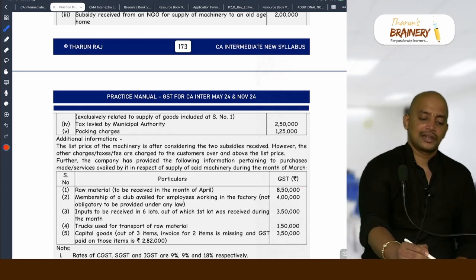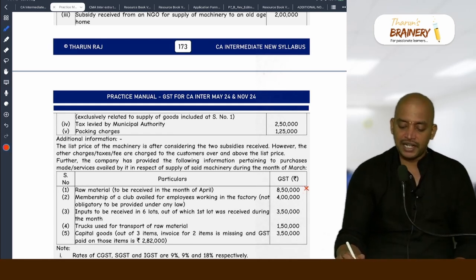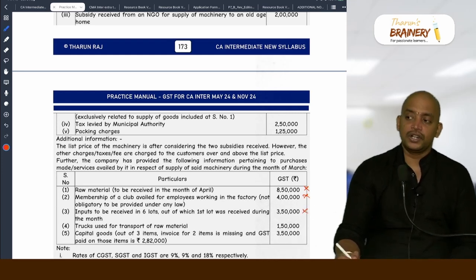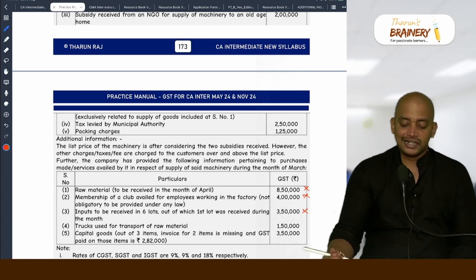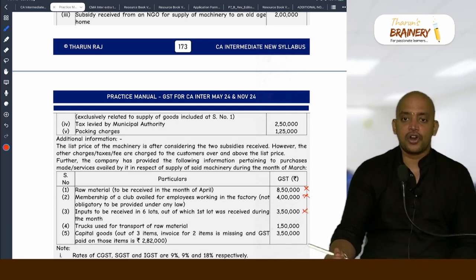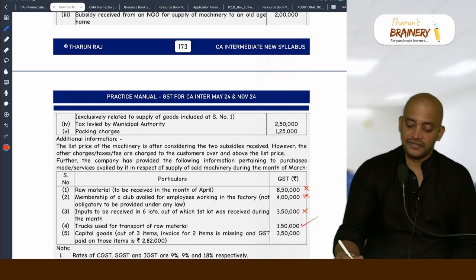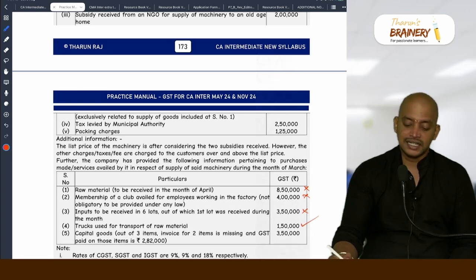Okay. Then membership of club availed for employees working in the factory. Not obligatory to be provided under any law. No. Inputs to be received in 6 lots, out of which first lot was received during the month. No, only on receipt of last lot. Trucks used for transportation of raw material. Yes, we can. Other motor vehicles.